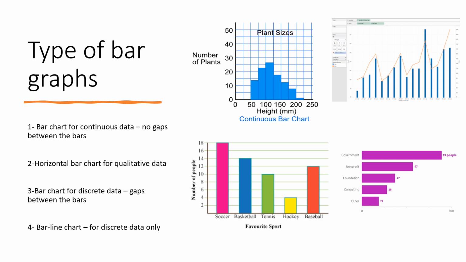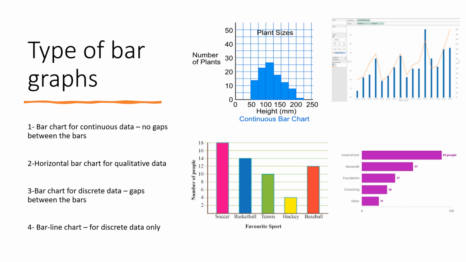These are the different types of graphs you can be asked to plot in an exam. Number 1, the bar chart for continuous data with no gaps, which is showing you the different plant sizes, is one of the most common types of graphs you'll be asked to do in an exam. The horizontal one is the one in the purple. Very rarely in the GCSE exams will you see that. It's normally given to you, to be read rather than you being asked to plot it.